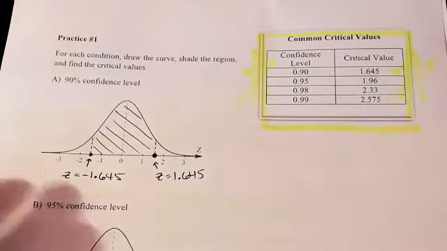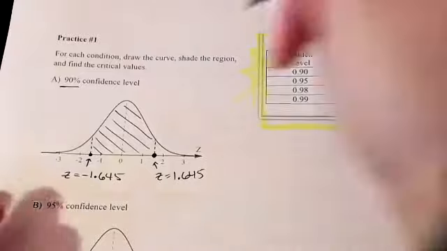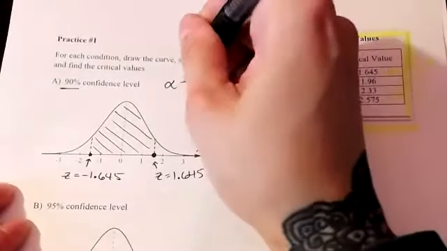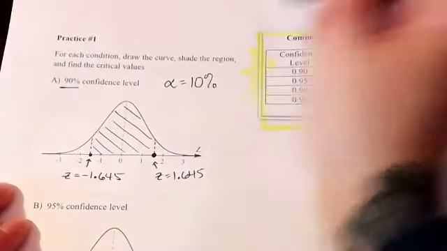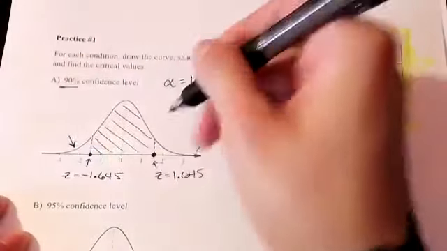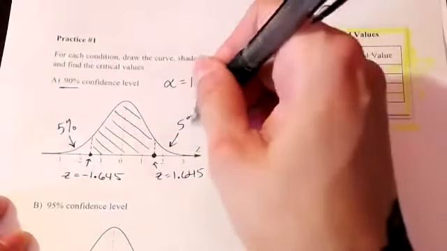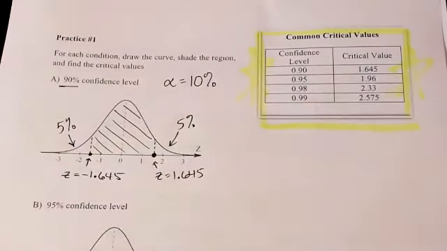I want you to notice that with a 90% confidence level, our error is 10%, right? In which case we're going to split that between the tails. So each tail has 5% of that value. So we split between the tails. Good. Let's do this again.